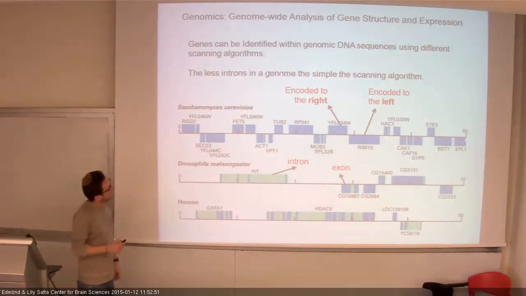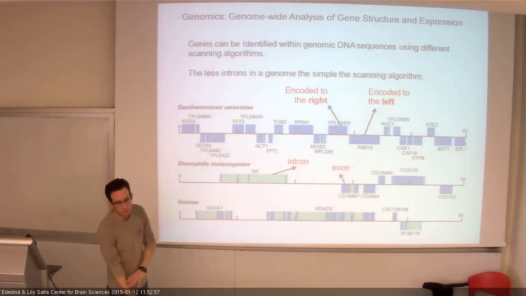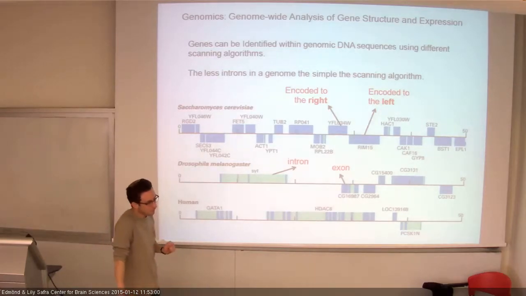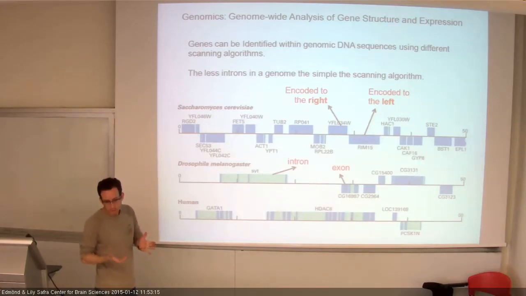Genes can be identified within genomic DNA sequences using different scanning algorithms. Nowadays we actually have full genomes of organisms, trillions of nucleotides, and we can identify novel genes that were not known to exist until now. The way to do it is to design algorithms that search for certain features in genes. For instance, they will have to have something that looks like a promoter region to be transcribed. They will have to have an open reading frame, several tens or hundreds of nucleotides that can be read in one shot and that will code for amino acids. And they will have to have a starting point, a start codon and an end codon, right?